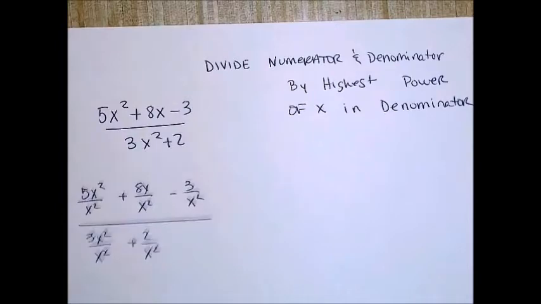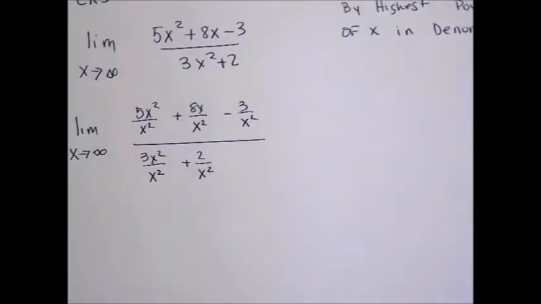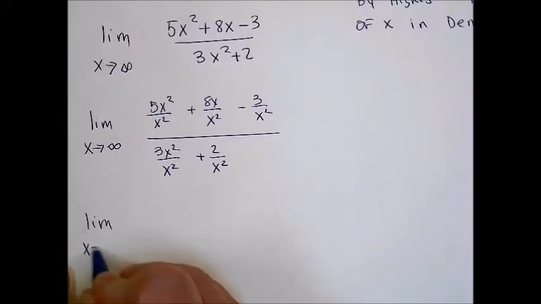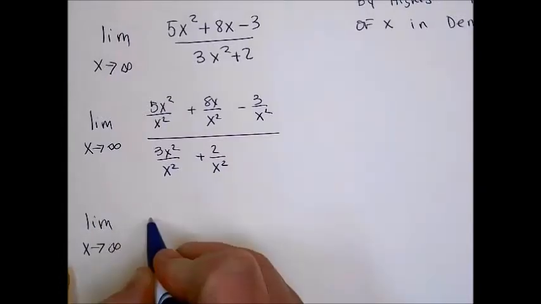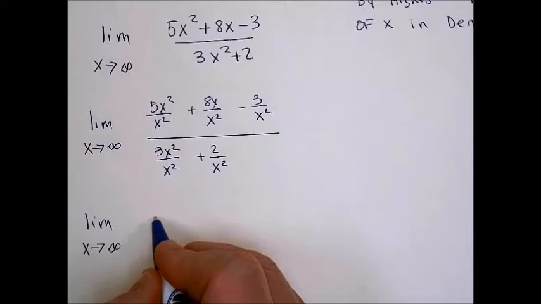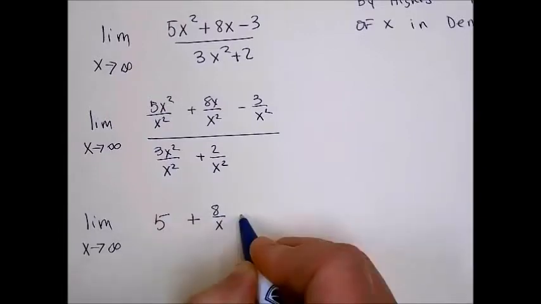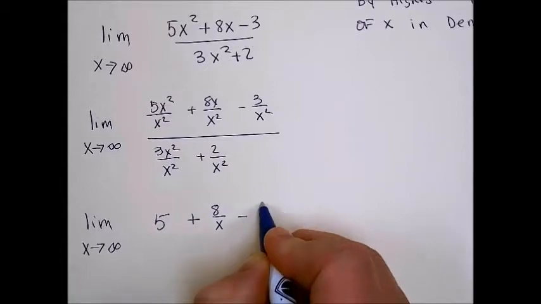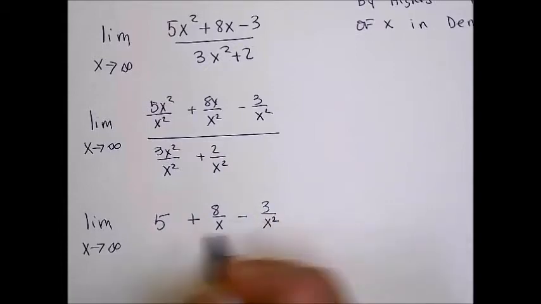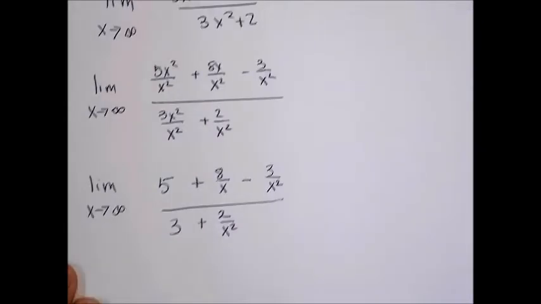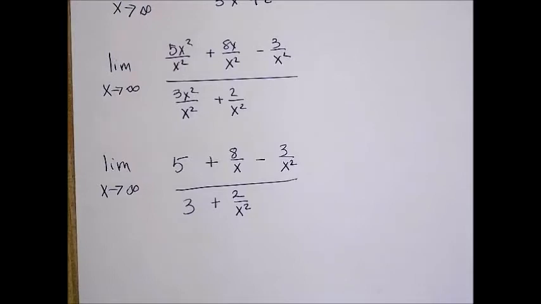When you do that, you're going to get 5 plus 8 over x minus 3 over x squared, over 3 plus 2 over x squared. Now you can evaluate the limit.